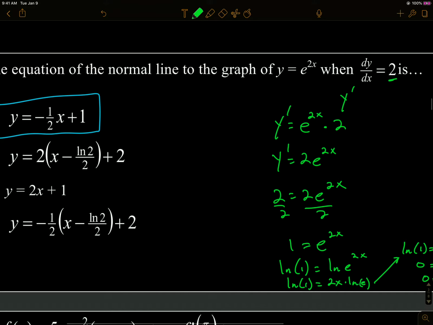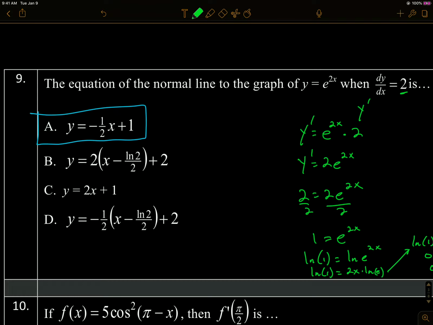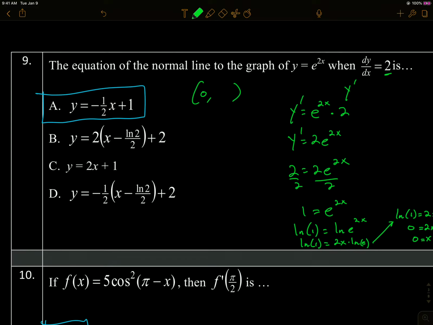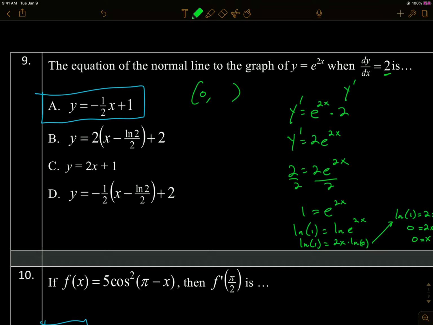So now I can go through and find the equation of the normal line. It happens at an x value of 0, which is our point of tangency, which we use in the normal line. How do we get our y value? We can plug 0 back into the y. So e to the 0 is equal to 1. Anything to the 0 power is 1. So now I have my point of tangency, and I have my derivative is 2.